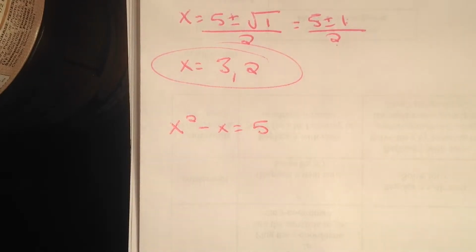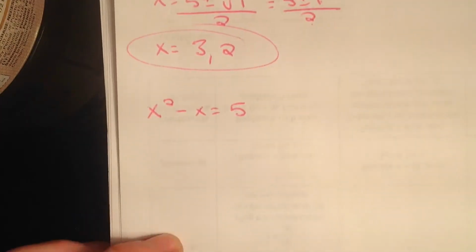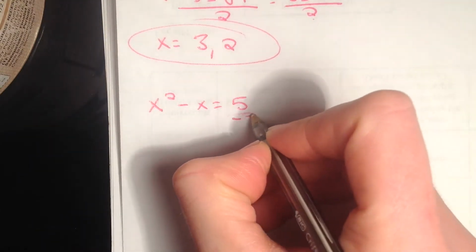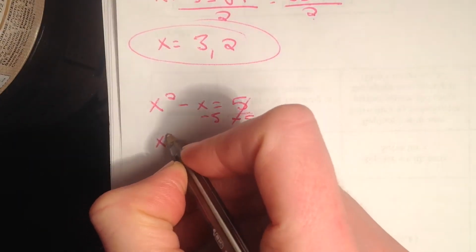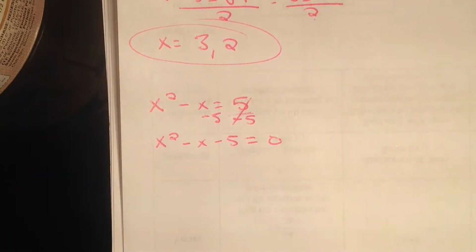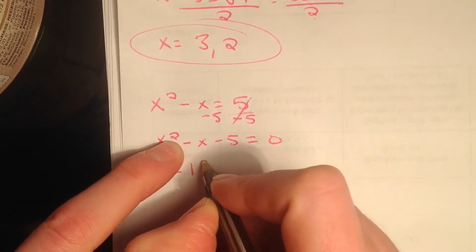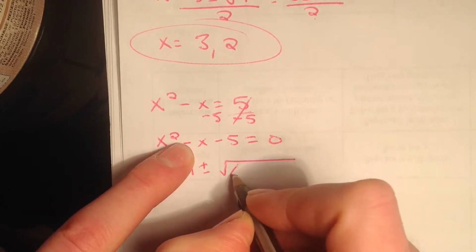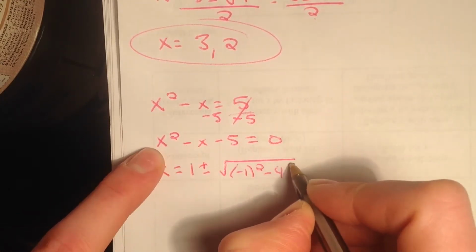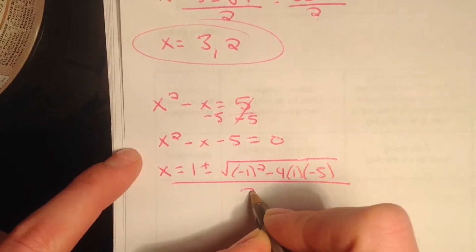So say I was given something in this format. Well, remember, to get a, b, and c, they have to be on the same side equal to 0. So the first thing we need to do is get this over to the same side by minusing 5. So x squared minus x minus 5 equals 0. Now I can put it into the quadratic formula. So first off, x equals negative b, or positive 1, plus or minus negative 1 squared, minus 4, a of 1, c of negative 5, all over 2 times 1.